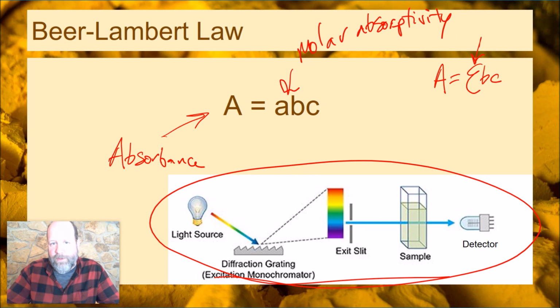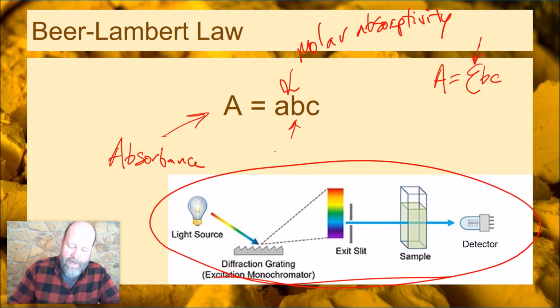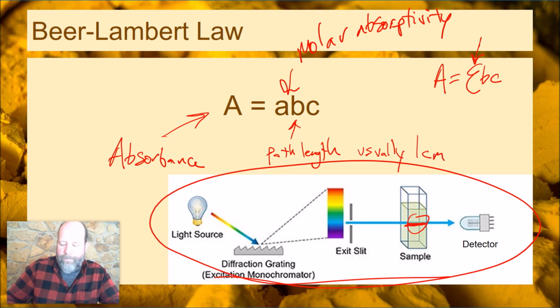And so this is an intrinsic quality of whatever the molecule is. It has a certain amount of ability to absorb that light. Like how intensely does it absorb that wavelength of light? And so it's specific to the wavelength, because some wavelengths will go right through a substance, whereas others will be absorbed. b is just the path length. And so basically that's how far it travels through the sample right here. In most spectrophotometers, that's usually 1 centimeter. And then c is the concentration of the substance.